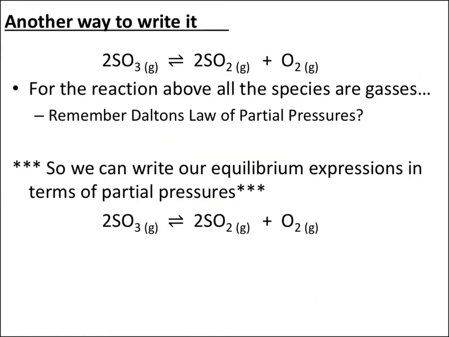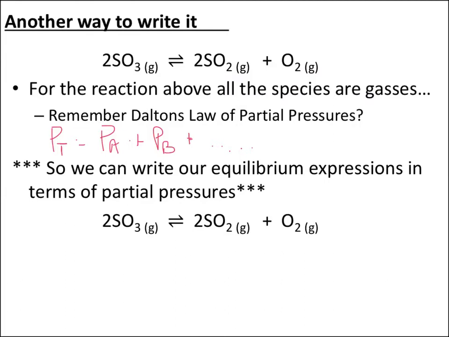So now we're going to look at the other way that we're going to be writing our equilibrium expressions. And notice it's the same reaction that we had on the last slide. Now notice that all of the species in the reaction are gases. So if you think back to your pre-AP or other chemistry classes, I want you to remember Dalton's law of partial pressures. Essentially, Dalton's law of partial pressures states that I've got a P total, a total pressure, and that's going to equal the sum of the partial pressures of all the gases that I have present. And this can go on forever. However many different gases there are, that's how many different partial pressures I would have.